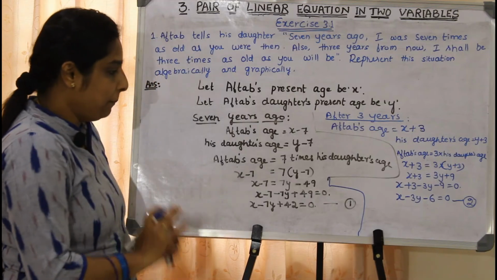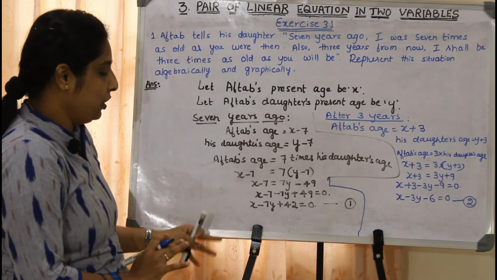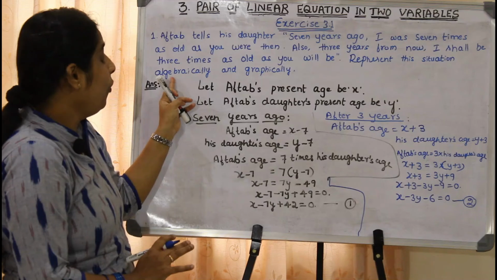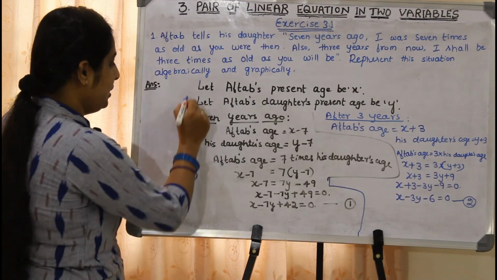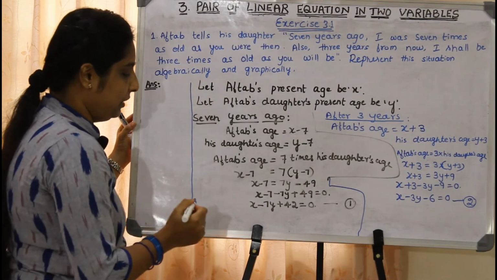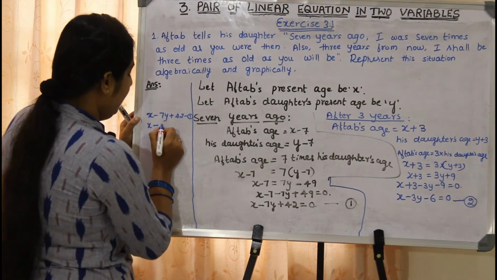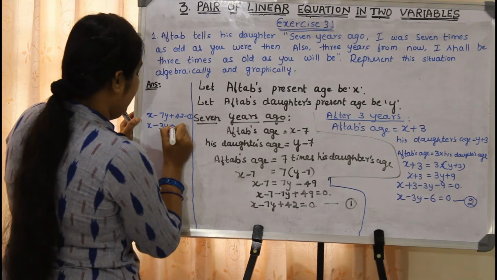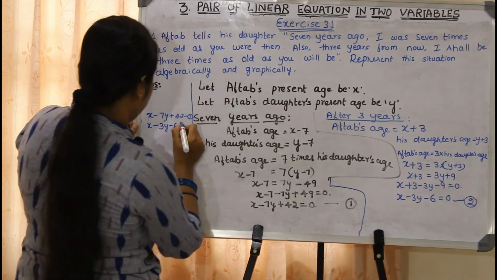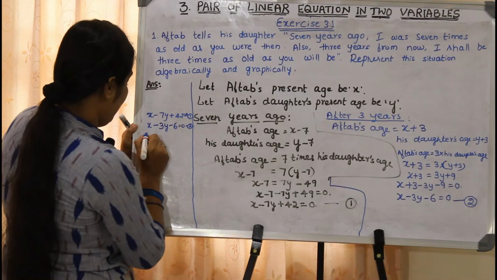So we have represented the given situation algebraically. So what is our algebraic representation? Our algebraic representation is x minus 7y plus 42 is equal to 0. This is the first equation. Second one, x minus 3y minus 6 is equal to 0. This is the algebraic representation.